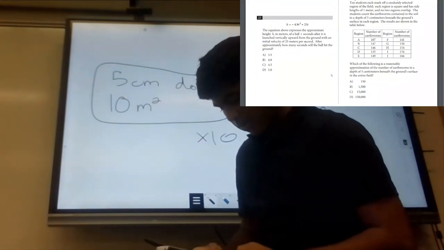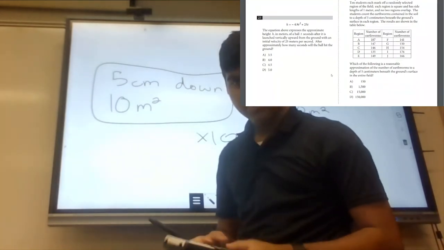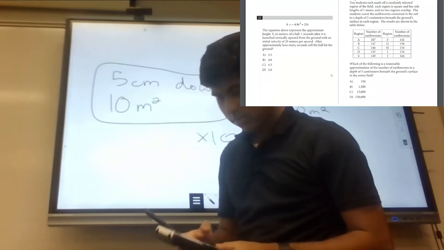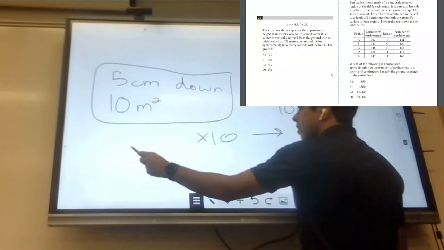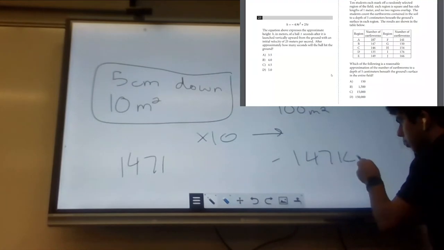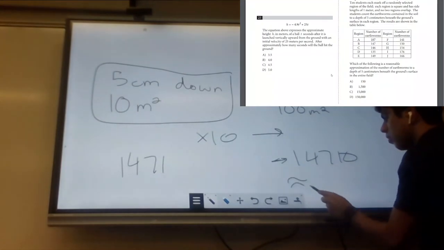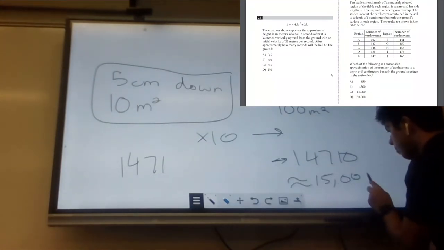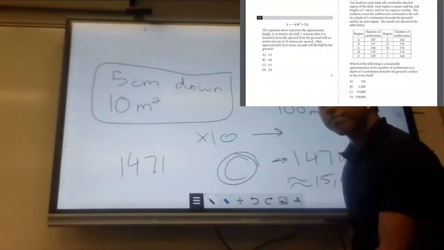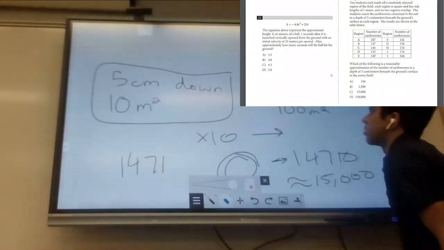So 107 plus 147 plus 146 plus 135 plus, yeah, you get the point. You just keep adding them up, and you get 1,471 times 10, 14,710, which is roughly 15,000. 15,000 is choice C. Choice C, that is our answer, and we can keep on going to the next question.